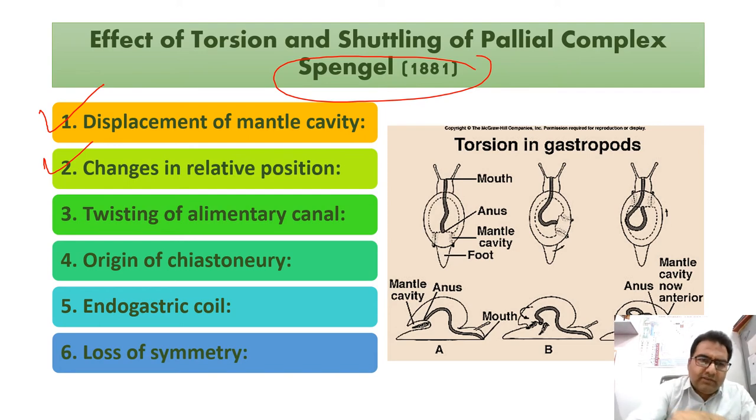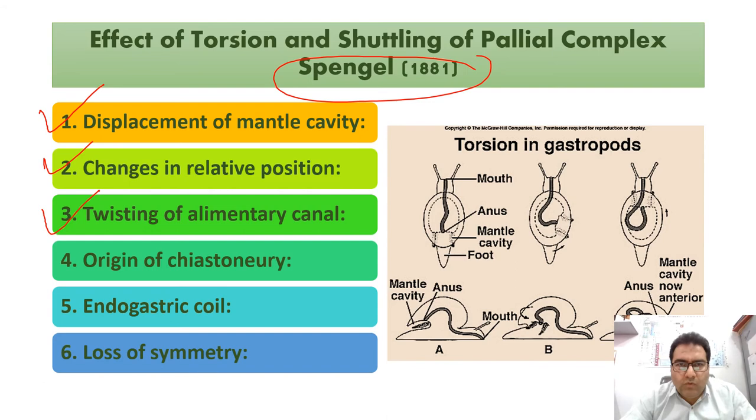Then there is a twisting of the alimentary canal. We also discussed this: the alimentary canal, which was a straight one, now twisted and formed a loop, and came toward the anterior side, toward the mouth. So the anus came toward the mouth. That is why there is a twisting of the alimentary canal as well.